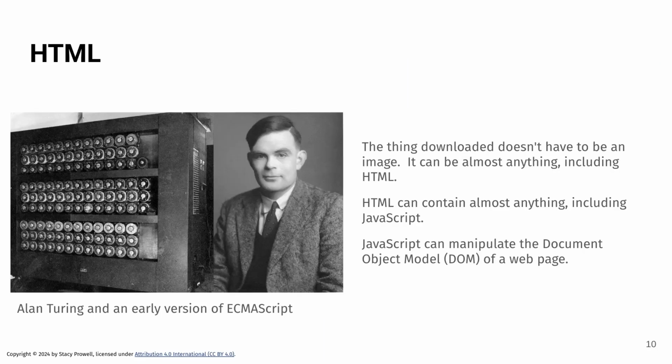The thing that we're connecting to in this case was an image, but it doesn't have to be. It can be almost anything. In fact, you could embed HTML in there. And HTML can contain almost anything, including JavaScript. And once you have JavaScript in there, JavaScript can do almost anything. In particular, it can manipulate the document object model of a web page, in this case the document object model of the included HTML, which is then rendered as part of the document. And that's kind of a neat and perhaps also slightly scary thing.